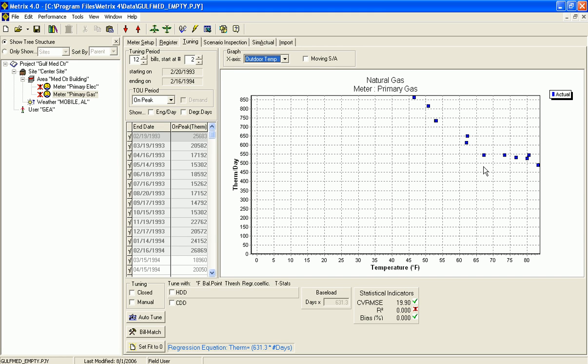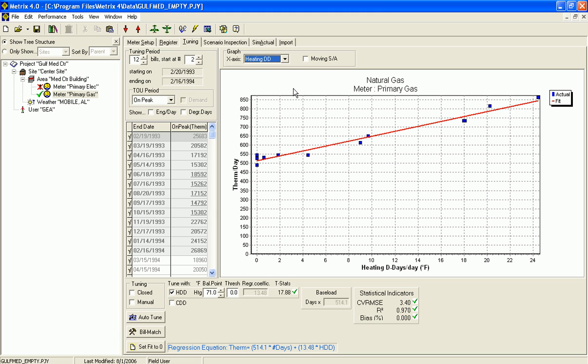So for temperatures greater than 67 degrees, our energy usage remains constant. However, for temperatures less than 67 degrees, our energy usage increases as temperature decreases. So let's tune with heating degree days, because as temperature decreases, our energy usage increases. To tune with heating degree days, let's first select the heating degree days box under Tune With. Now let's change the x-axis of our graph to heating degree days.